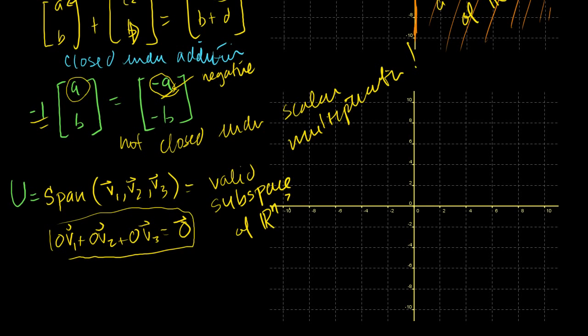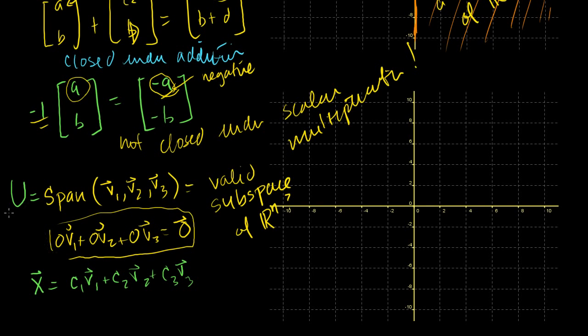Now let me pick some arbitrary member of this span. Let me call the vector x. To be a member of this set, it means that you can be represented as a linear combination of these vectors. So some combination c1 times v1 plus c2 times v2 plus c3 times v3. It's a member of this span, so it can be represented as a linear combination of those 3 vectors.